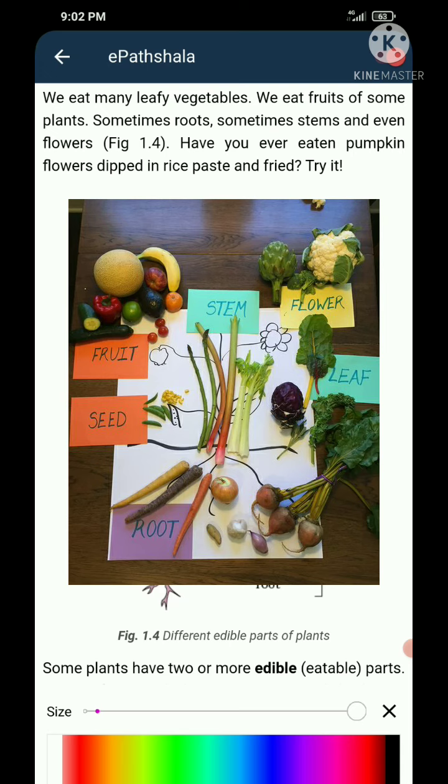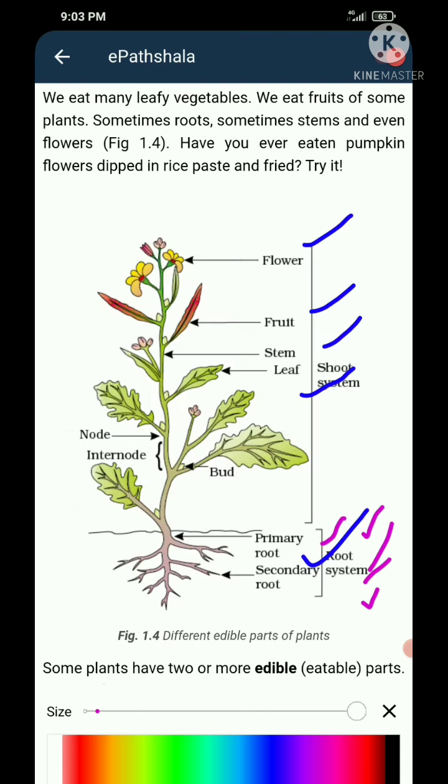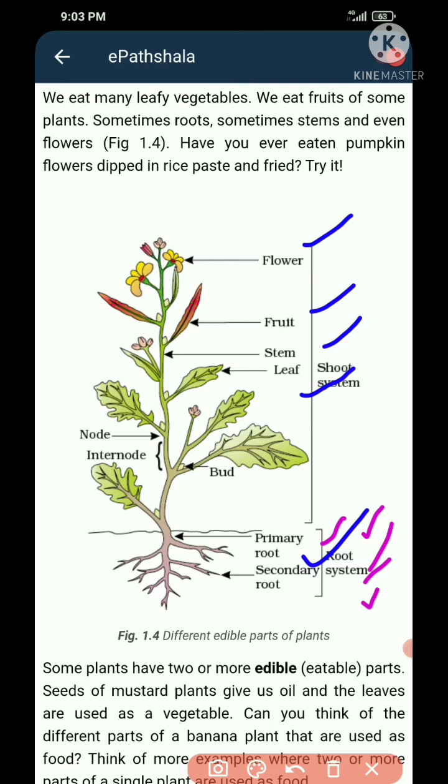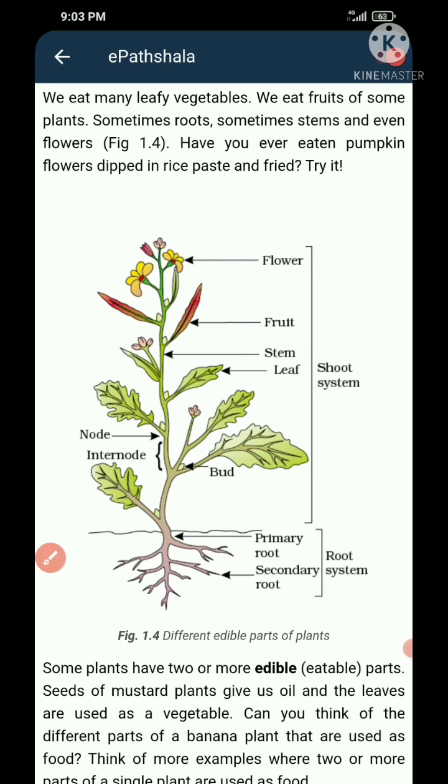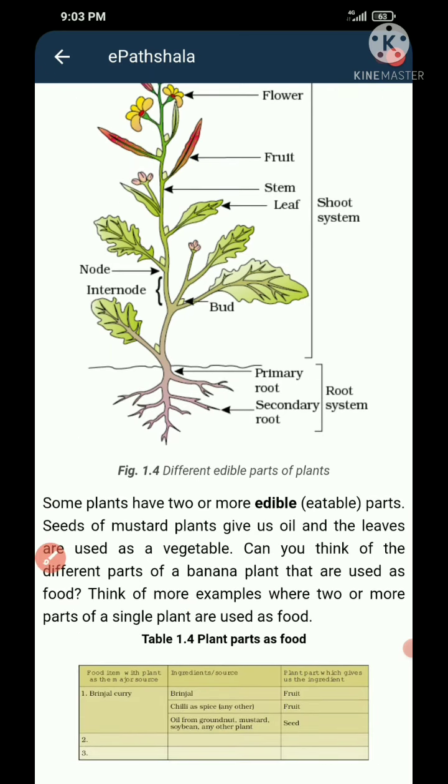No, potato is a stem. Roots like radish, carrot, turnip, beetroot are examples of roots we eat. So there are so many more edible parts which we are eating as plant parts.